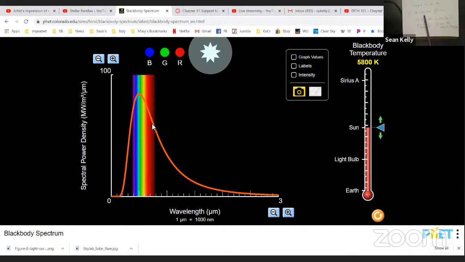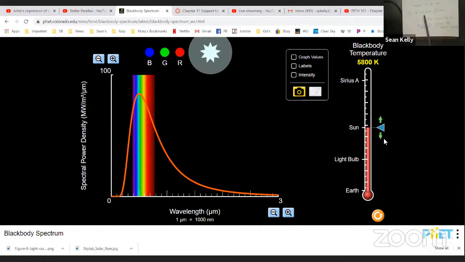Now, what does it mean? You get visible light but you also get some ultraviolet light and you get some infrared light, and that's most of it, okay? We don't get much X-ray or gamma rays, and we do get a little bit of radio, I guess, but it's mainly going to be ultraviolet, visible light, infrared, okay?